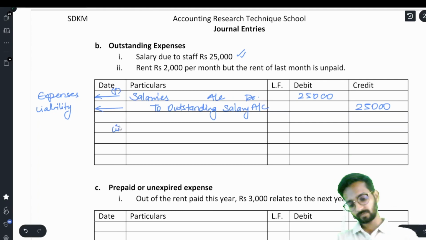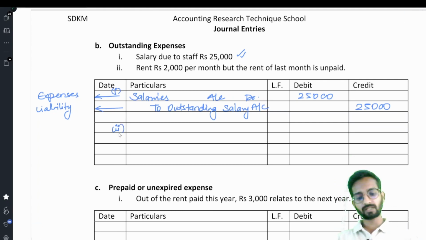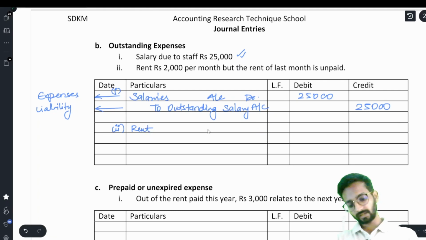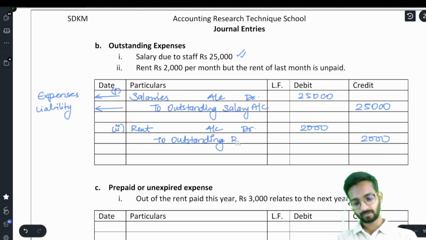Point number 2 is rent, 2,000 rupees per month, but the rent of last month is unpaid. I had to pay 2,000 rupees every month, but for the last month I did not pay the rent. So same as salary, what will I write? Rent account debit. One month's rent is pending, so I will write 2,000 rupees. Rent account debit to outstanding rent, 2,000.